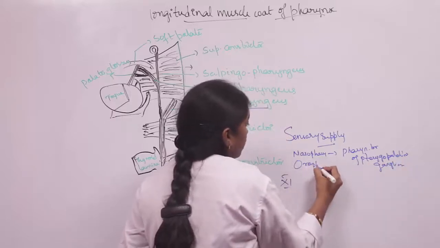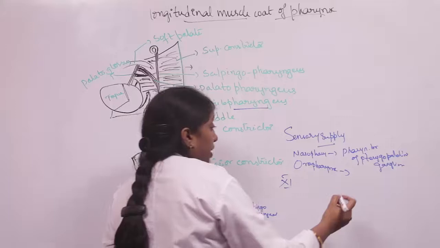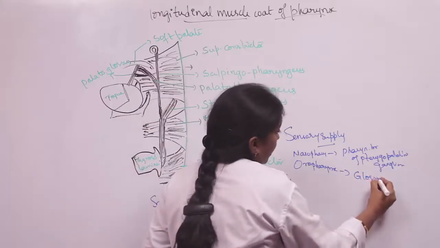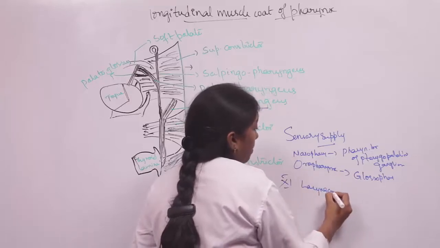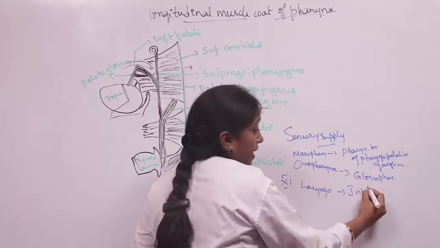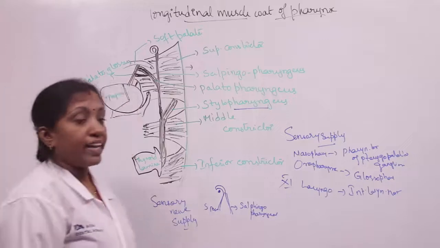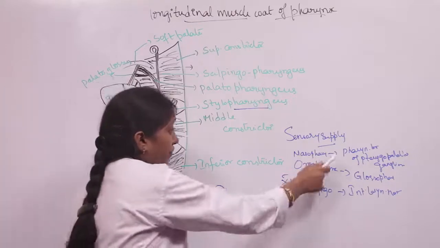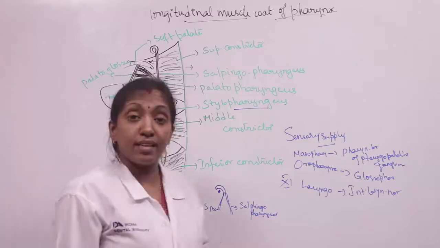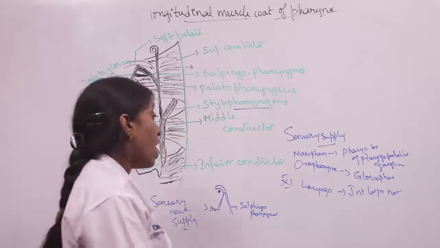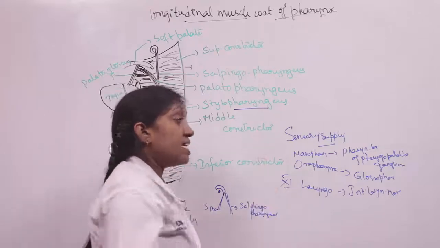And the oropharynx is supplied by a branch from the glossopharyngeal nerve. And the laryngopharynx is supplied by a branch from the internal laryngeal nerve. So the sensory nerve supply: the nasopharynx is supplied by the pharyngeal branch of the pterygopalatine ganglion, which carries the fibers of the maxillary nerve, the oropharynx by the branch from the glossopharyngeal nerve, and the laryngopharynx by the branch from the internal laryngeal nerve. That's the sensory nerve supply.